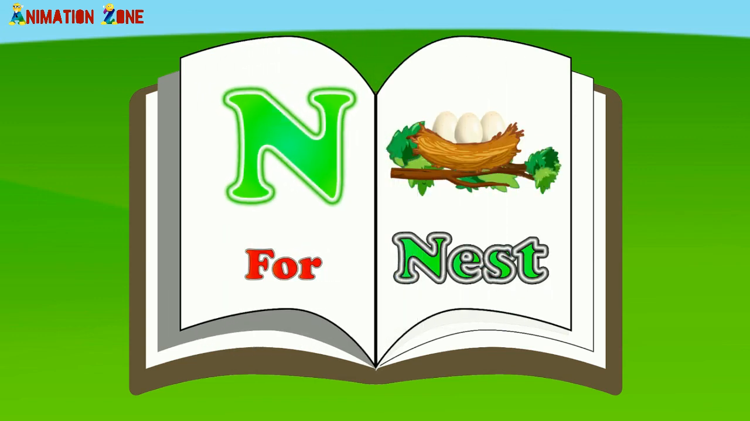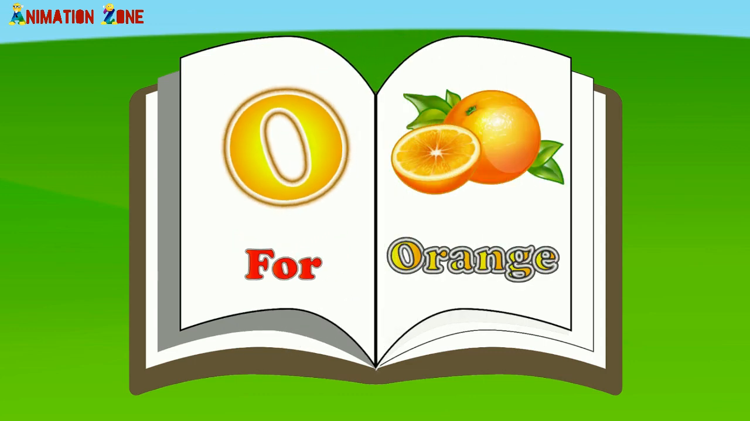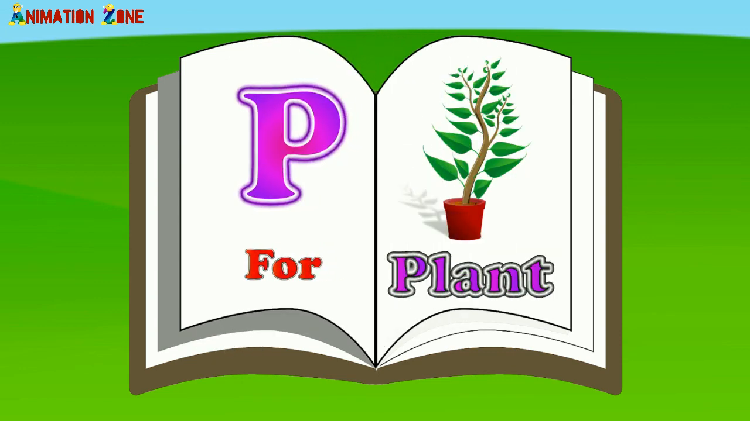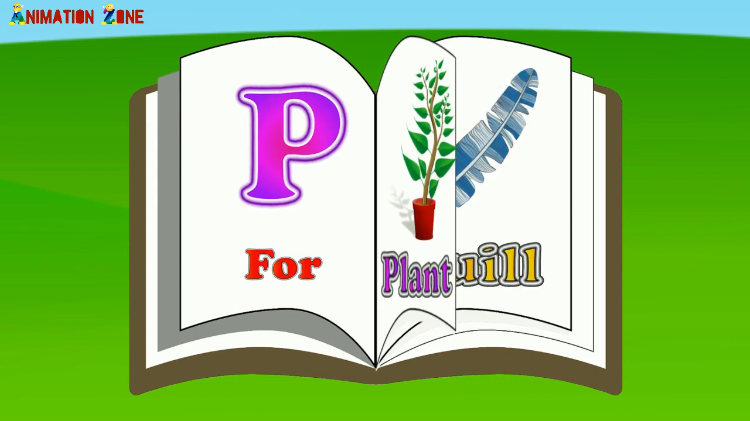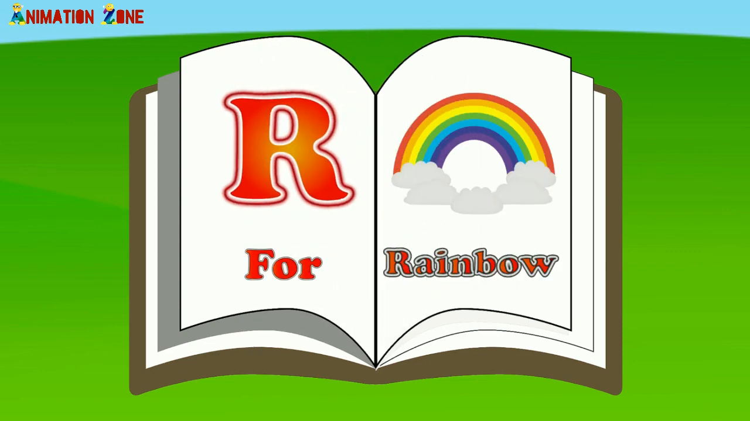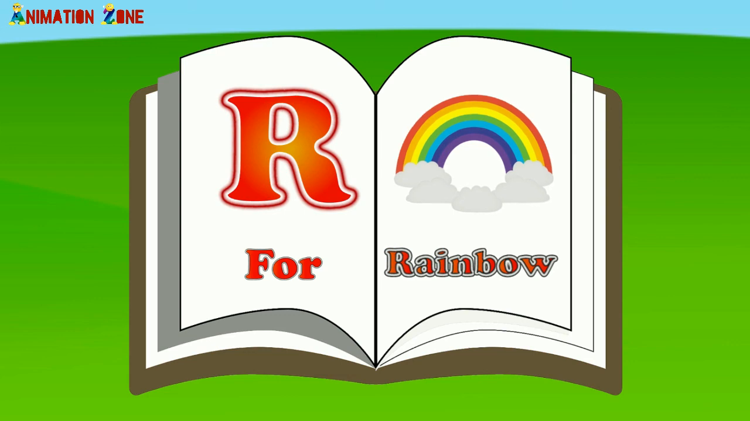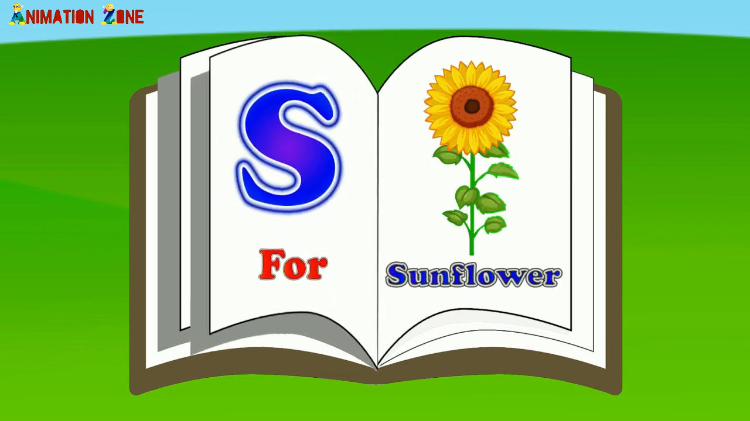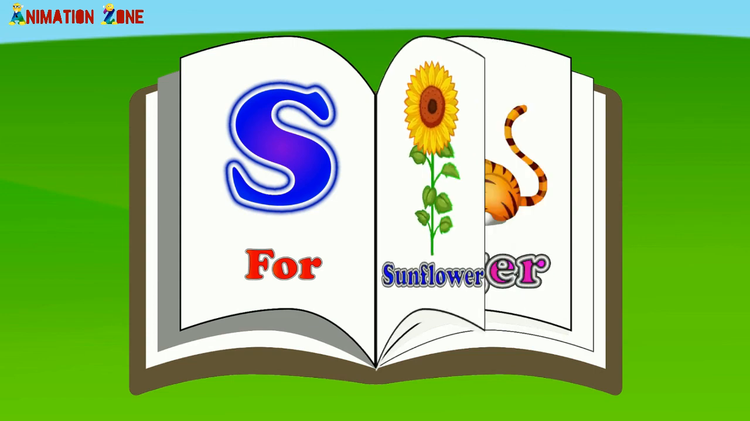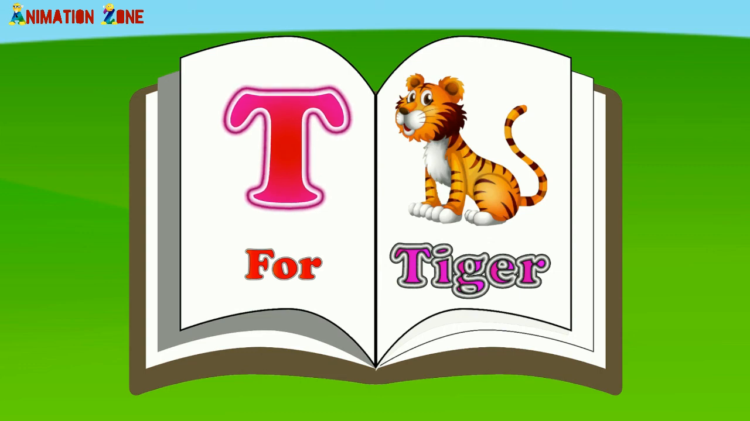N for Nest. O for Orange. P for Plant. Q for Quill. R for Rainbow. S for Sunflower. T for Tiger.